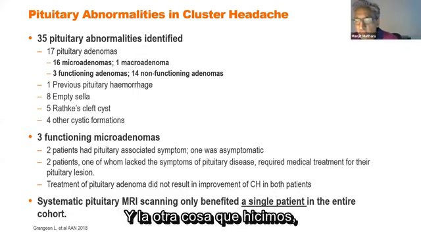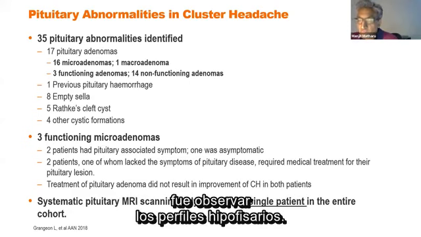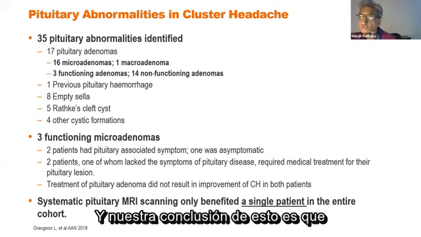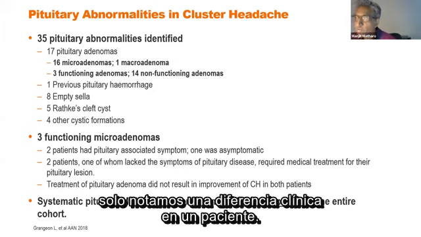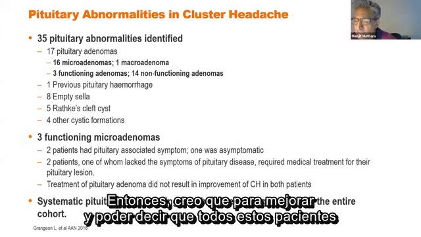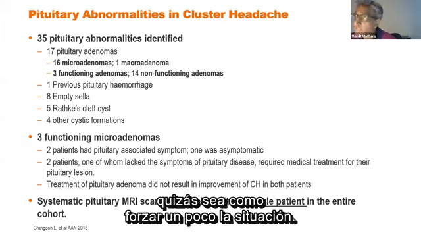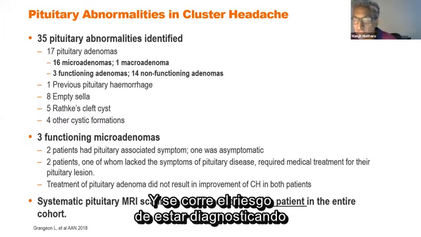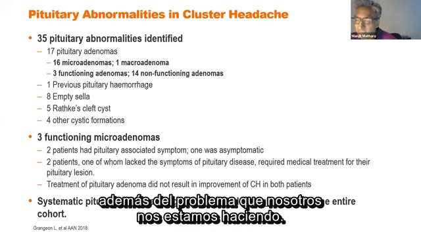And the other thing we did is, we not only did systematic pituitary tumor imaging, but we also looked at the pituitary profiles. And our conclusion in all of this is that despite having done well over 300 scans, we only made a clinical difference in 1 patient. So I think for us to turn around and say that all of these patients need pituitary imaging as well is probably pushing the boat out a bit. And the risk you're running is you're diagnosing a lot of people with pituitary abnormalities, which have got nothing to do with the cluster headaches, but we're making a big deal about it.